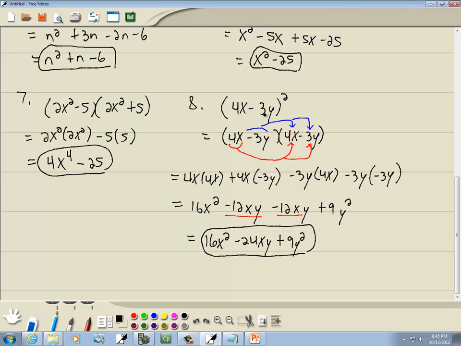There's actually a formula for this one, by the way. As weird as that seems, it's so easy to do this way. I'm not sure why you'd want to memorize another formula. But yeah.